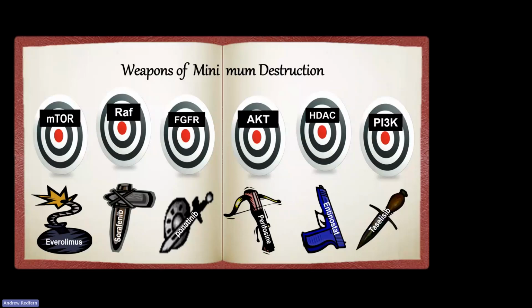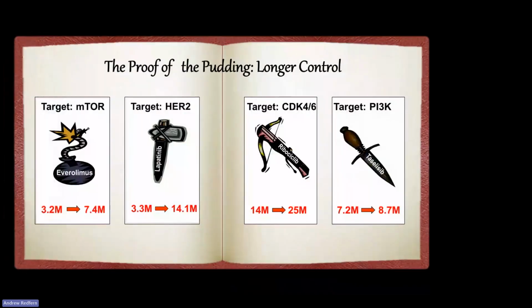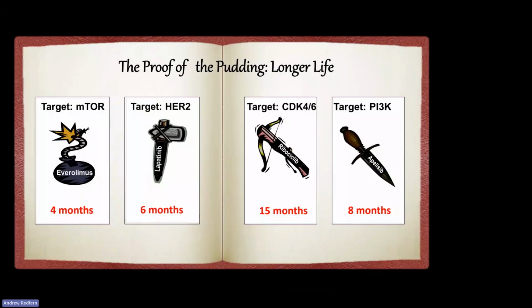How good are the results for these things? How much extra time do they give you? Well, this is what our trials show, and I'll quickly simplify this. This is the extra time people get. Everolimus gives people 4 months of extra survival, 6 months for HER2 targeting, 15 months for CDK4/6 inhibitors. So many people with estrogen receptor positive breast cancer will be on those, and PI3 kinase inhibitors.